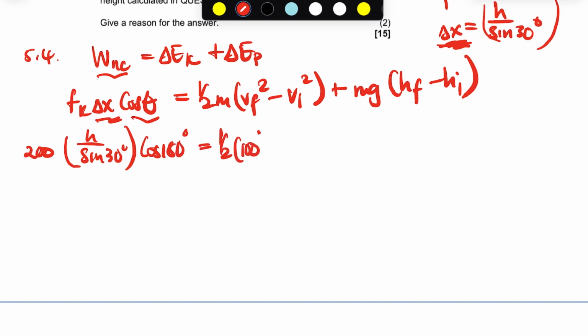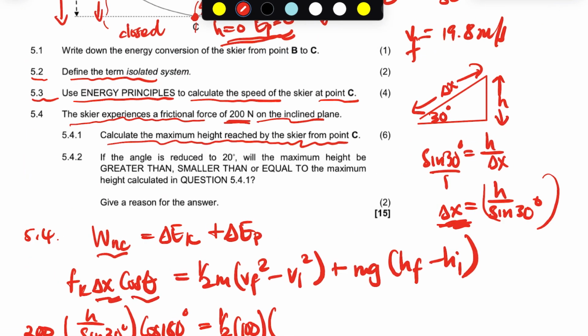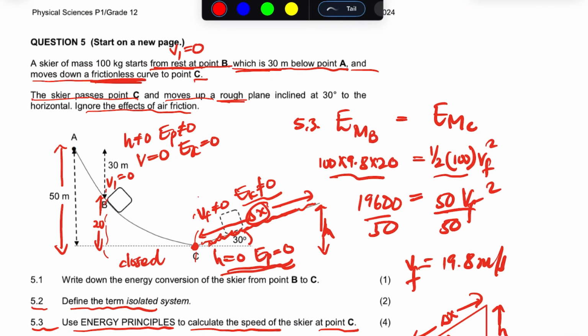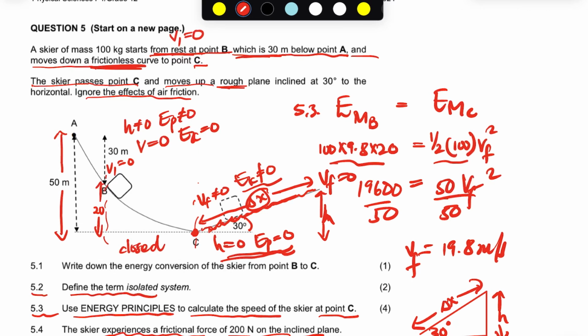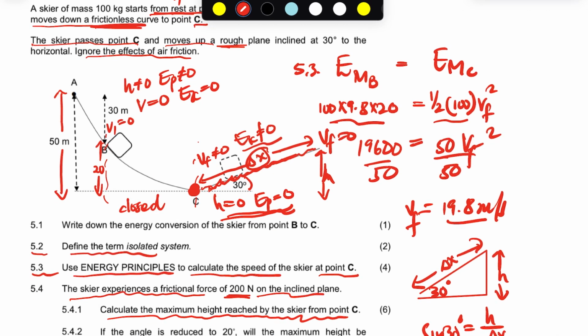The mass is 100, and then the final velocity. Guys, as the skier moves up, it reached this point with this velocity, which is 19.8. And since there's a frictional force there, the velocity is decreasing. So when it reached this maximum height, the velocity is what? It is 0. The final velocity here is 0. So it's going to be 0 squared, and the initial velocity is this one, which becomes the initial here. So the initial velocity here is 19.8 meters per second from here to here.